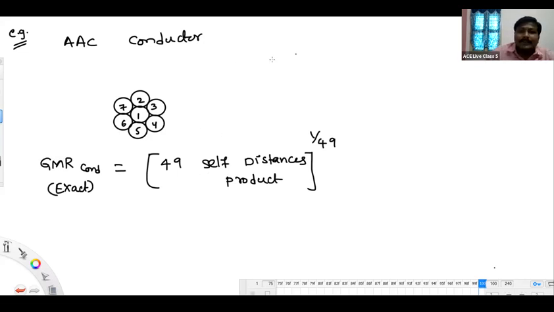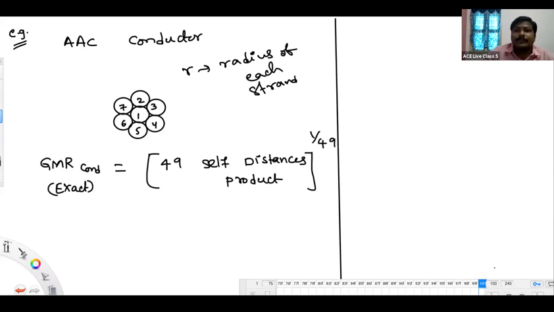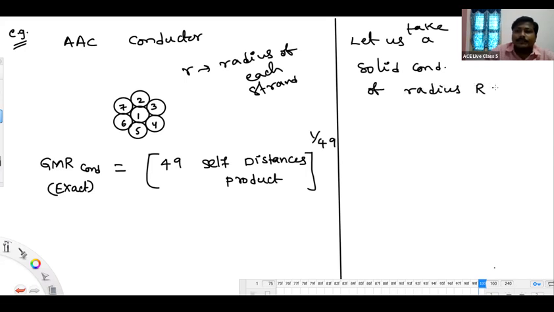Next, the radius of each wire is smaller. I take the radius of each strand. Now, let us take a solid conductor of radius capital R. Listen now. Kindly listen. What is the overall radius of this conductor? Anybody? What is the overall radius of this conductor? Anybody?